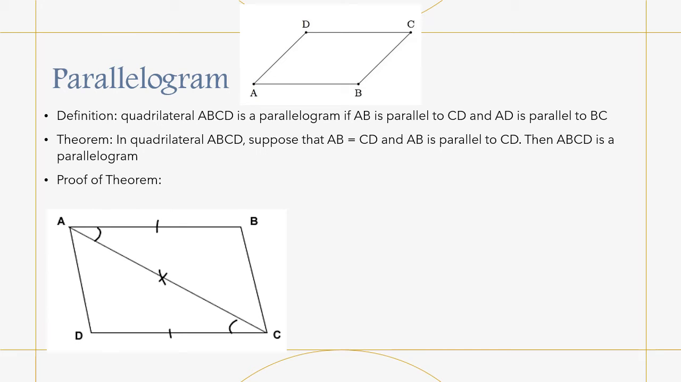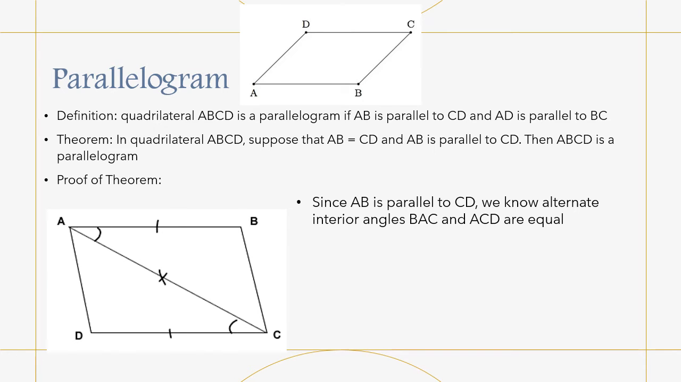We know a theorem about parallelograms which states, in quadrilateral ABCD, suppose that AB equals CD and AB is parallel to CD. Then ABCD is a parallelogram. The proof of this theorem involves triangles.